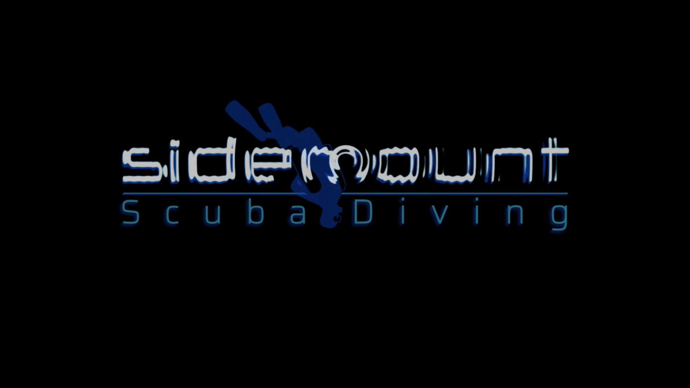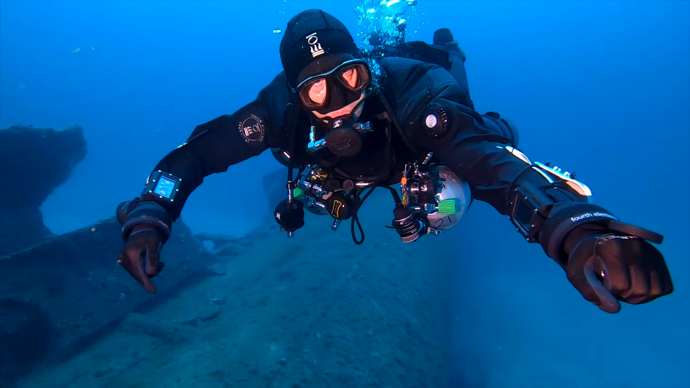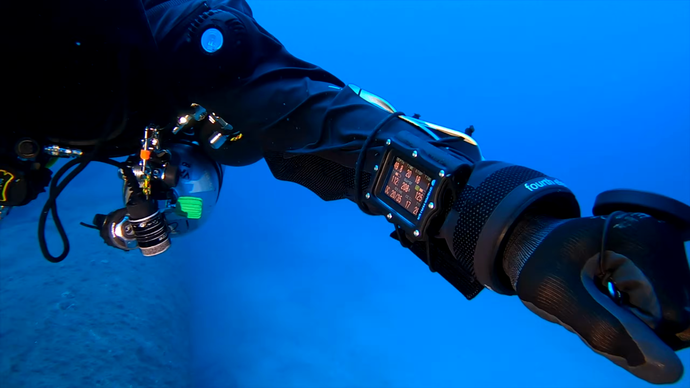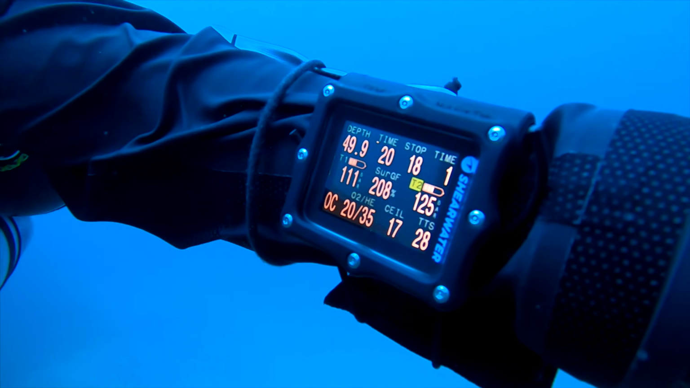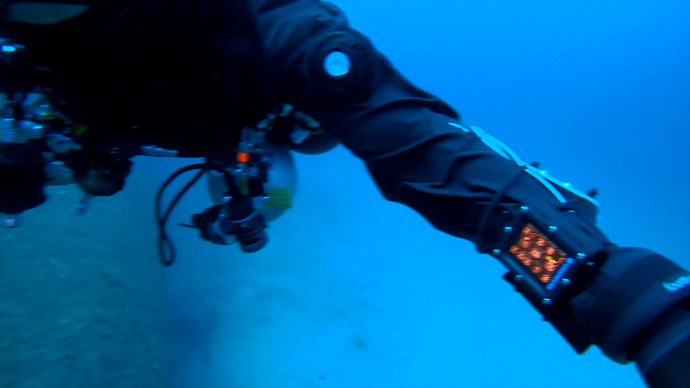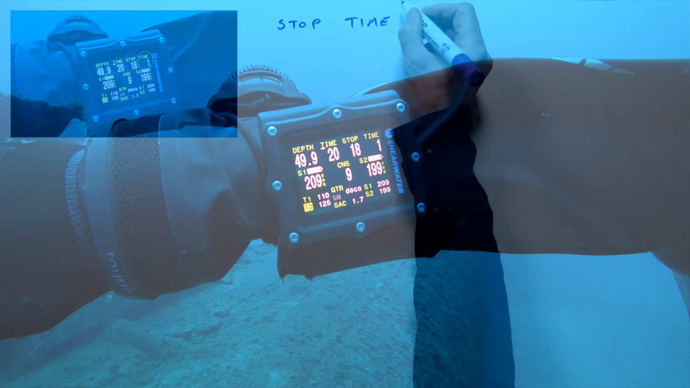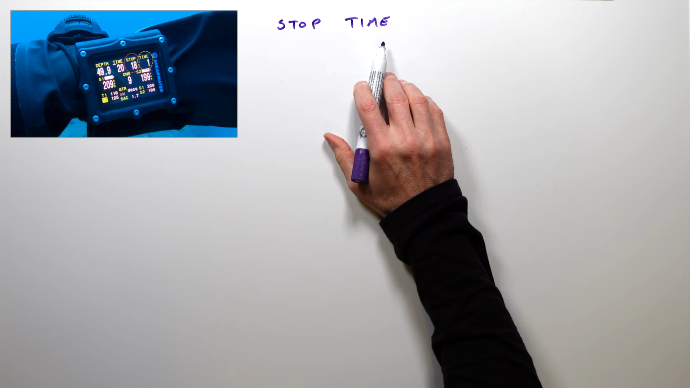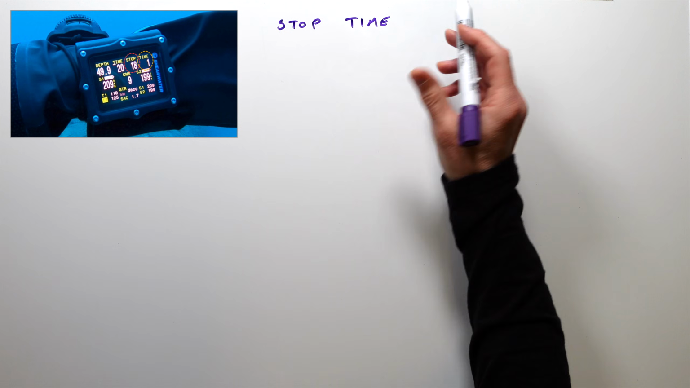I'm going to summarize now all of the different display options that you'll find on typical computers, but particularly in the Shearwater models. We ran through them all earlier, so I'm just going to put them all together. I'm going to assume that you're happy with the stop and the time. That's all the deco stops. When you see 9 and 4, it means stop at 9 meters for 4 minutes.